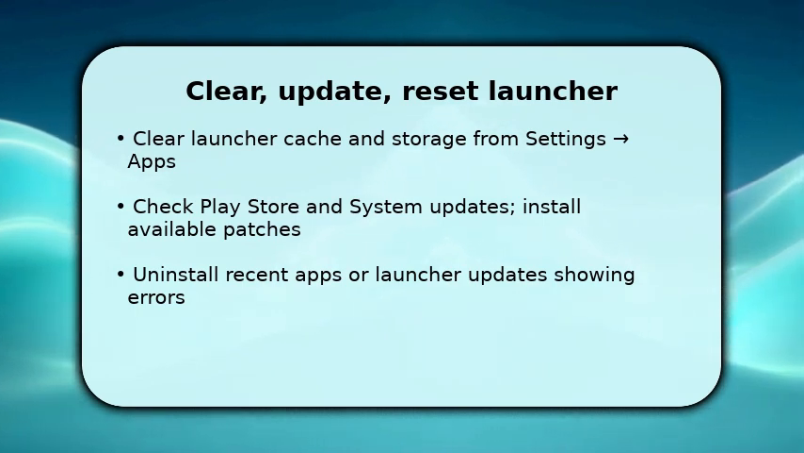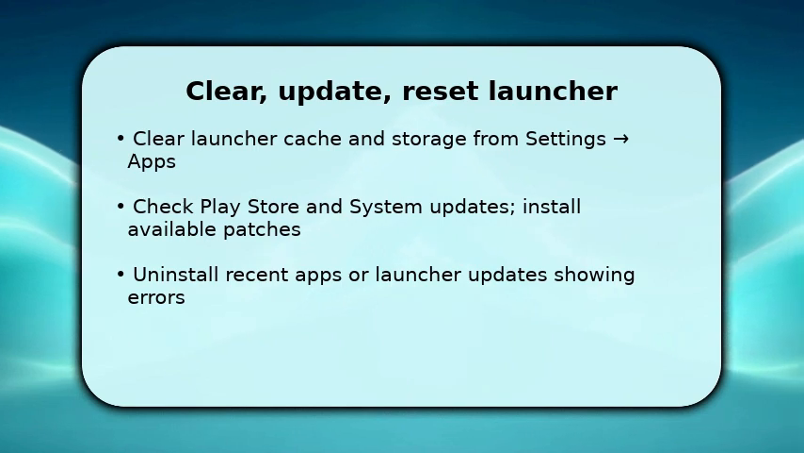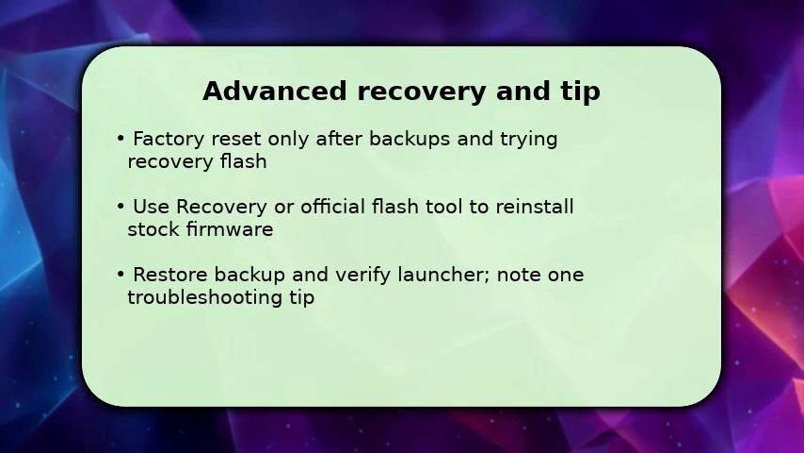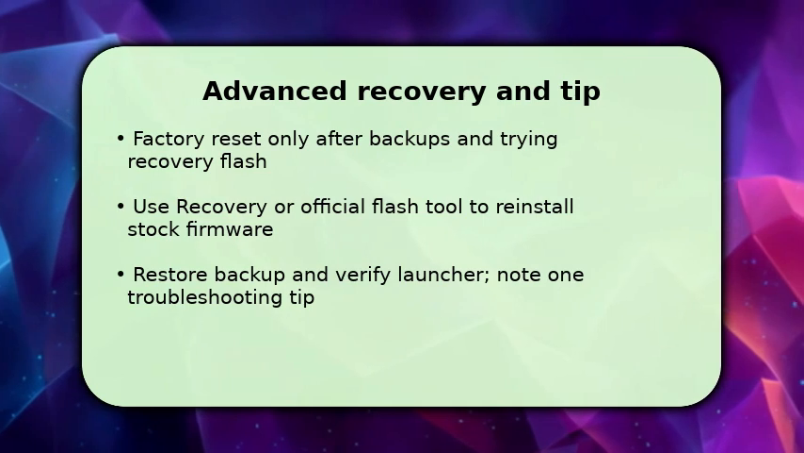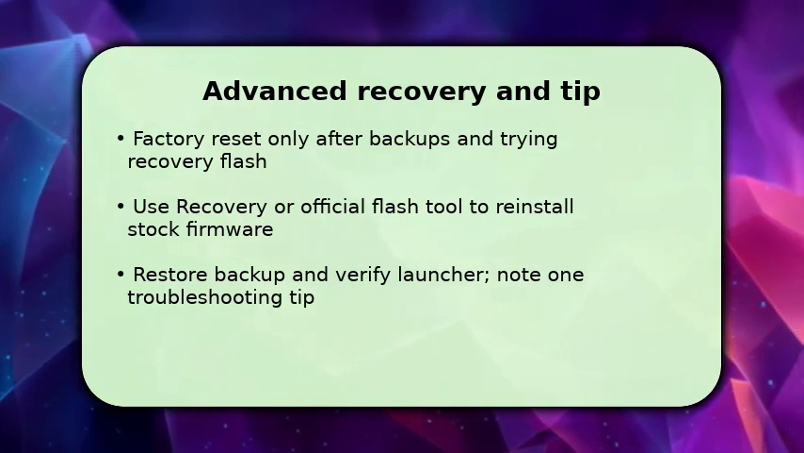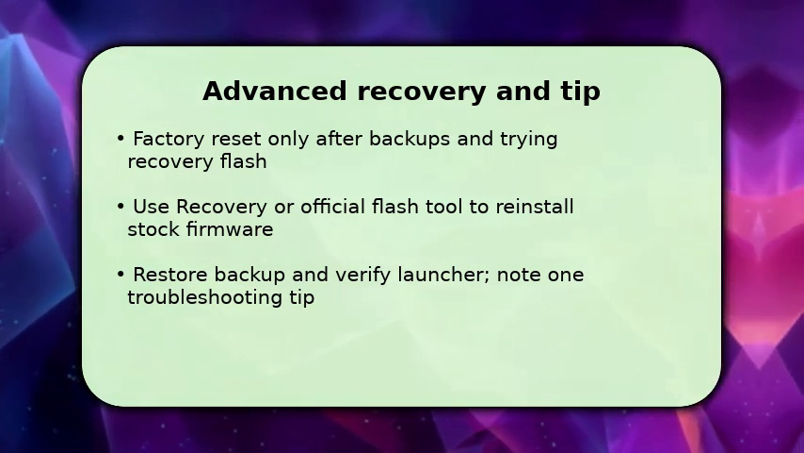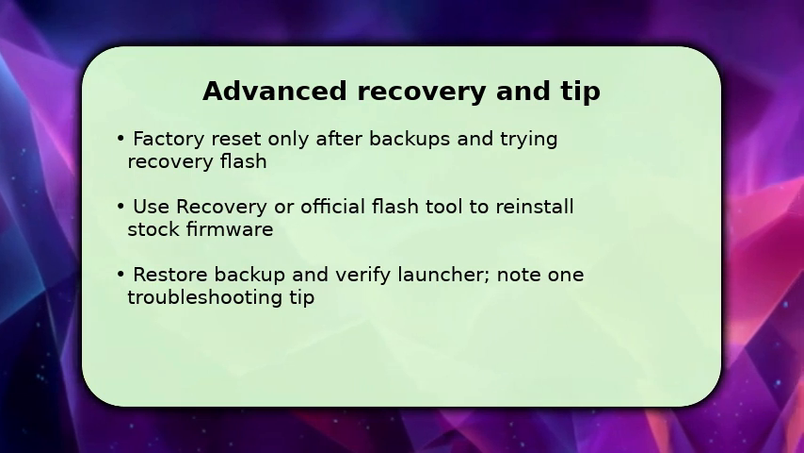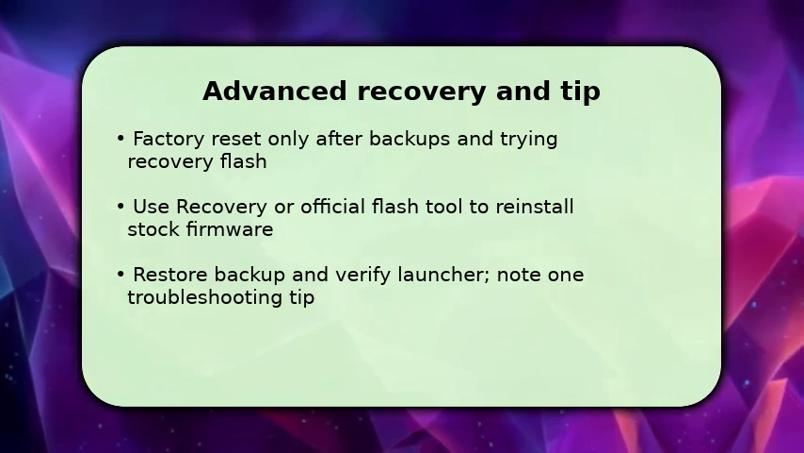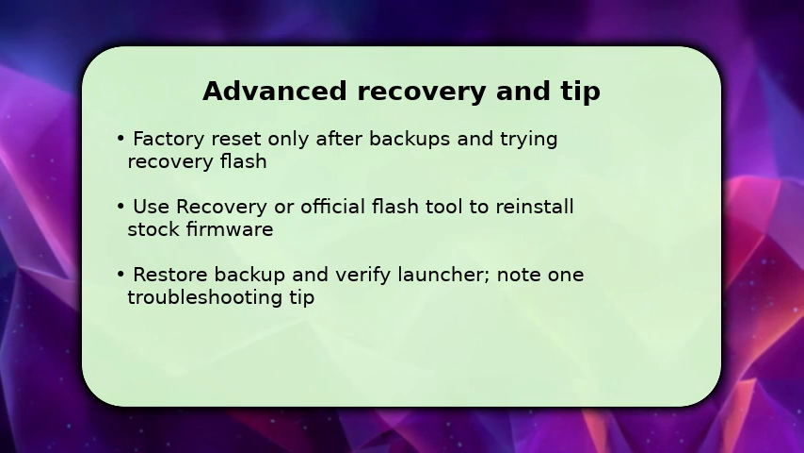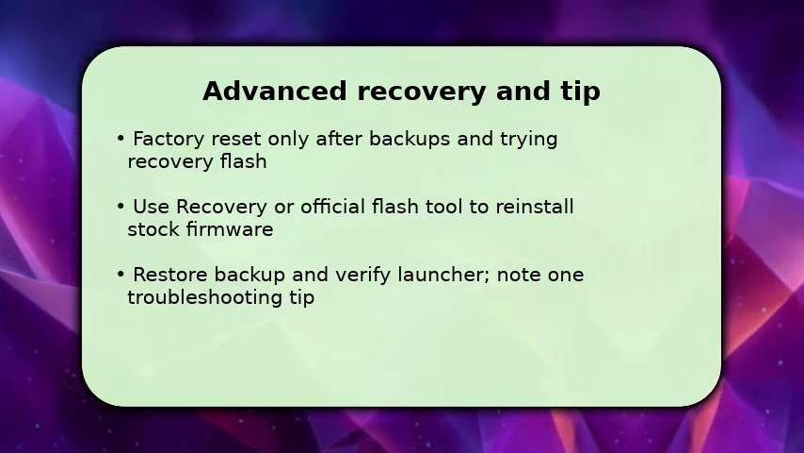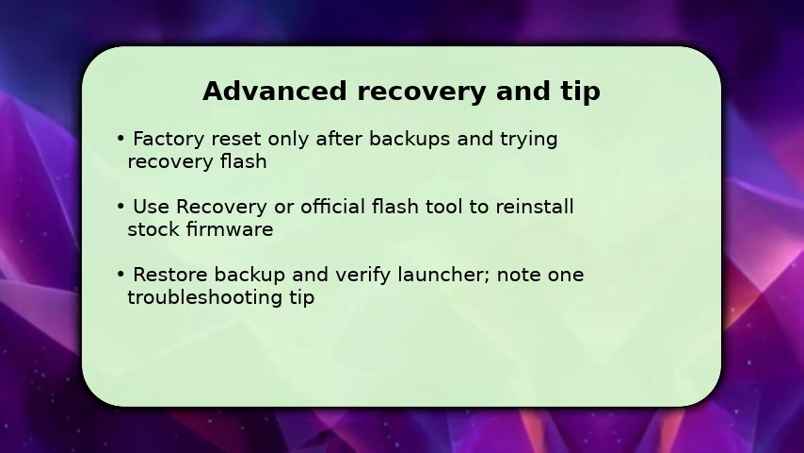If issues persist, escalate safely. Perform a factory reset only after backing up everything, because it restores default system files and often eliminates persistent launcher faults. If reset fails, reflash stock firmware using recovery mode or the official Realme flash tool to replace corrupted system components. Once restored, reinstall apps selectively and restore your backup.